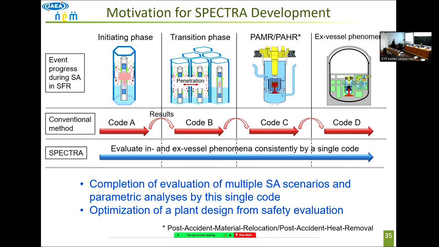And then, using the output of those as input, we estimate the ex-vessel phenomena, like using the CONTAIN-LMR or something like that. And especially from the viewpoint of risk assessment, for instance, for the light water reactor, we have the MELCOR code or MAAP code, which are integrated and evaluate from the beginning of the accident to the final stages. And that is quite useful from the viewpoint of risk assessment. So that is the motivation. That's why we make a new code system to evaluate in an integrated way. I mean that integrated means both in-vessel and ex-vessel phenomena consistently by a single code.